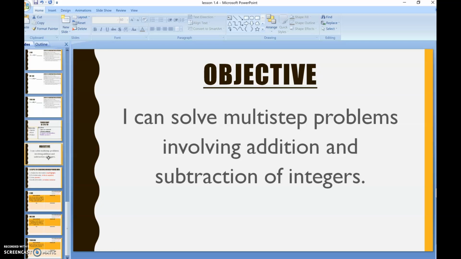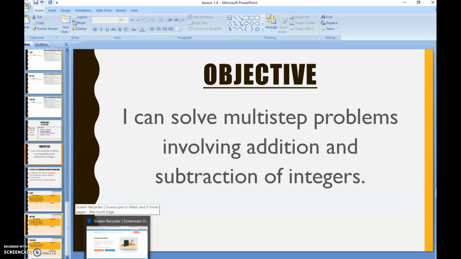So today our objective is I can solve multi-step problems involving addition and subtraction of integers. If you notice, our problem of the day was a multi-step problem. We added and we subtracted in that problem. There were 3 numbers, that's what we ended up doing. Today we are going to be exploring some word problems.